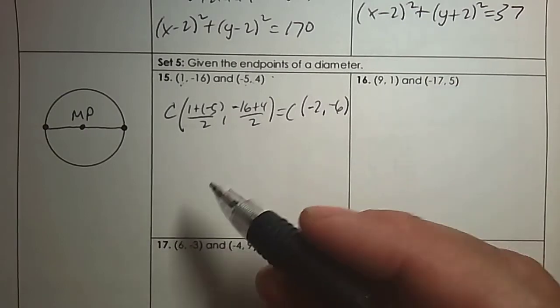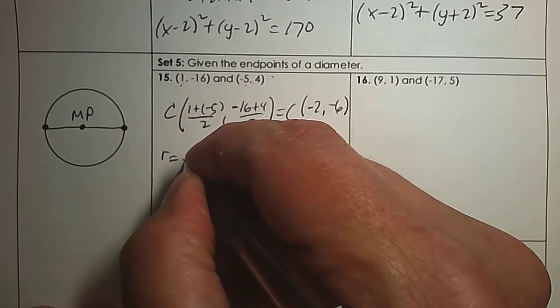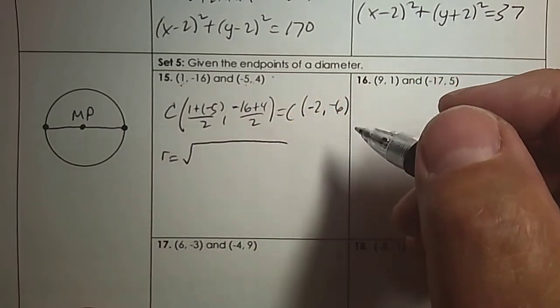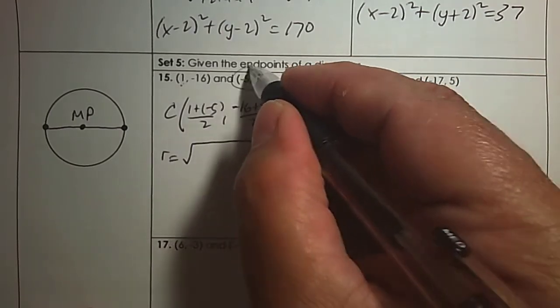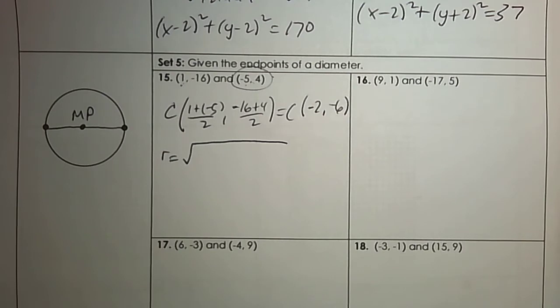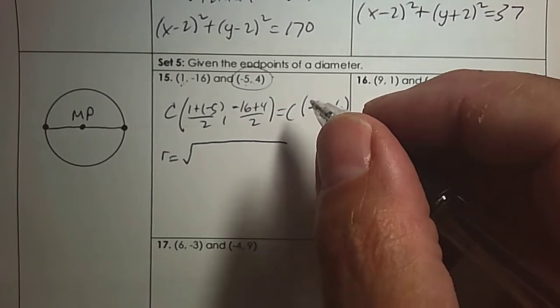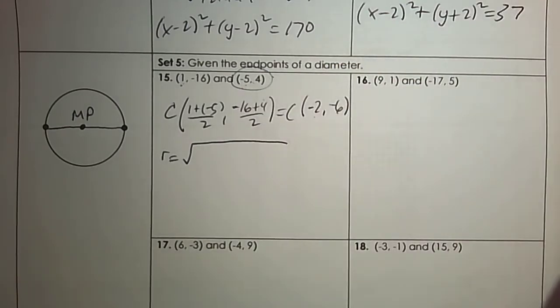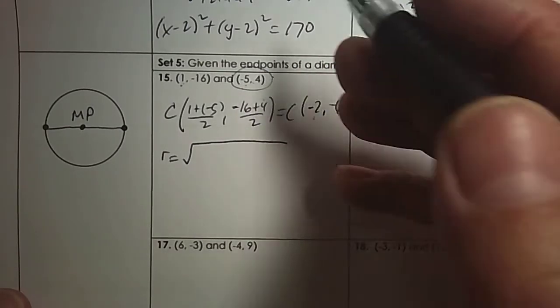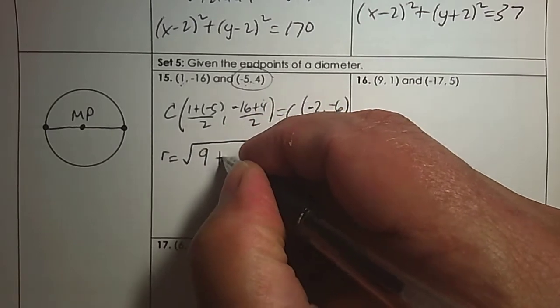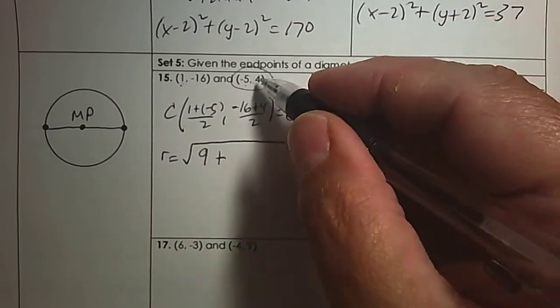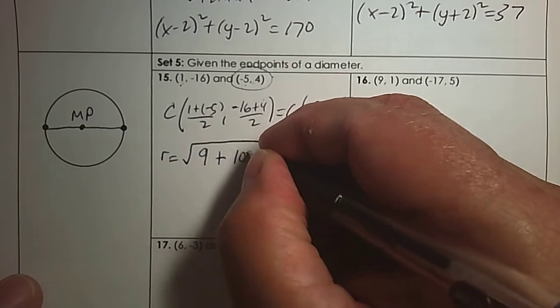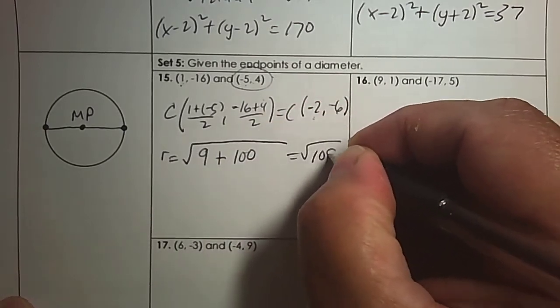Now we need to do the next step, which is to find the radius. So now take one of the points. I'm going to use the smaller point, which is negative 5, 4, and I'm going to subtract and square. So I'm going to go negative 2 subtract negative 5. That's adding, so negative 2 plus 5 is 3. Square it and you get 9. I'm going to do it again. Negative 6 subtract 4 is negative 10. Square it and it's 100. So this is the square root of 109.